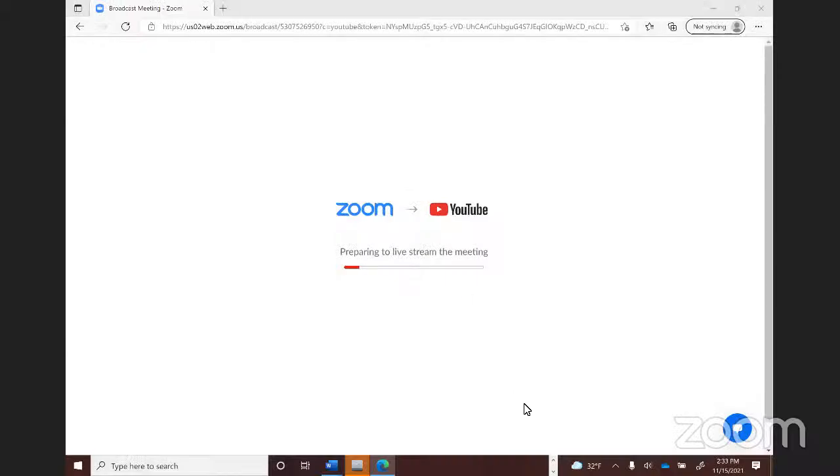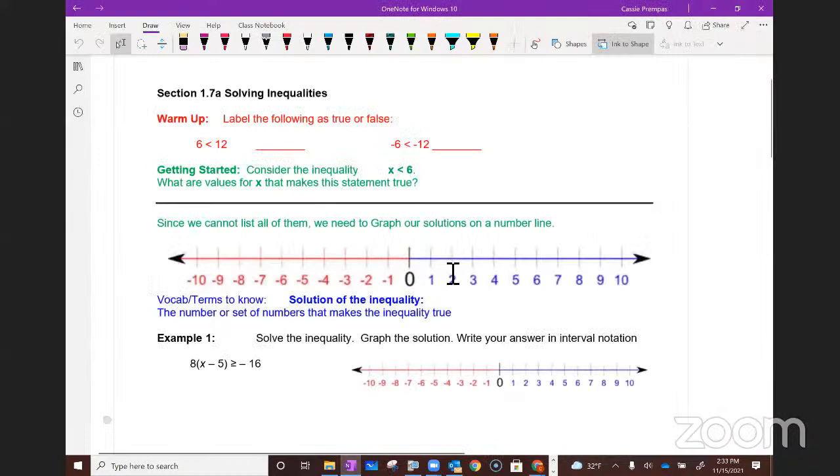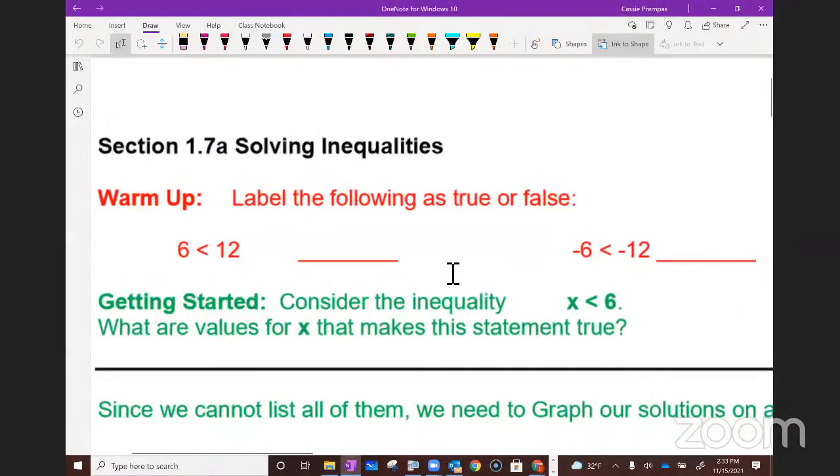Solving inequalities today. Before we actually solve some inequalities, let's do some warm up to see, do you already understand what an inequality symbol really means? So can you answer the two questions in red? It says label the following as true or false.